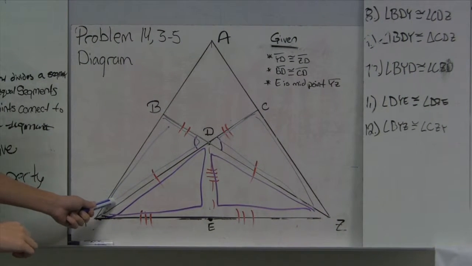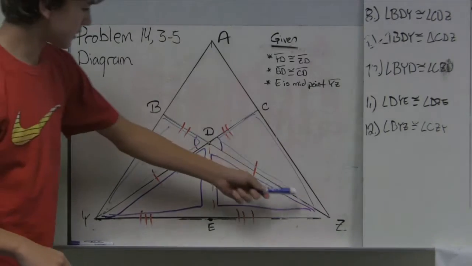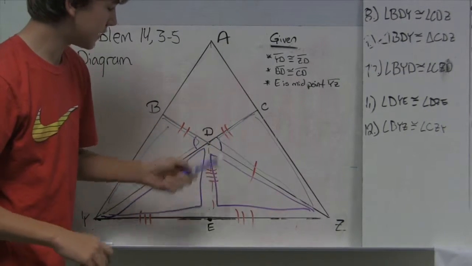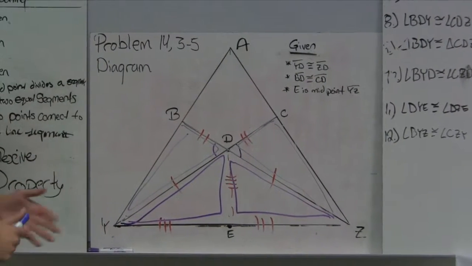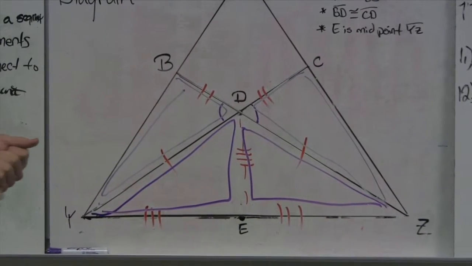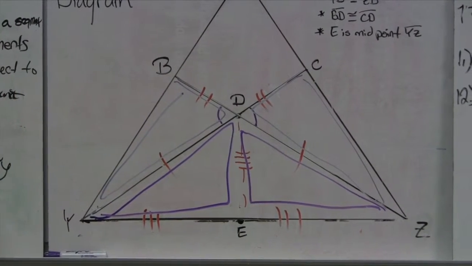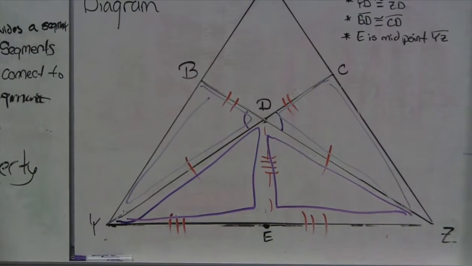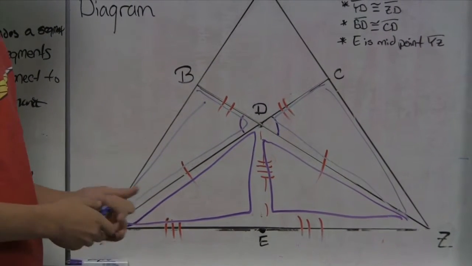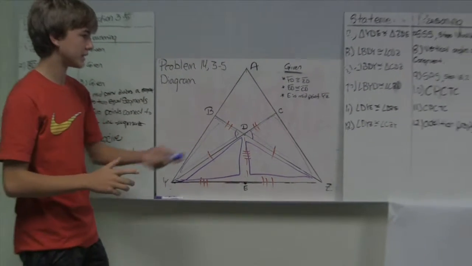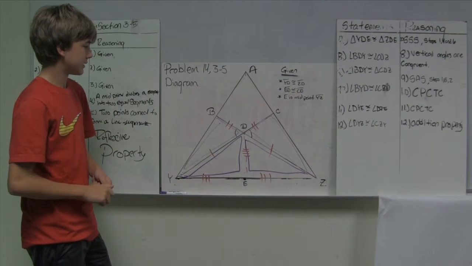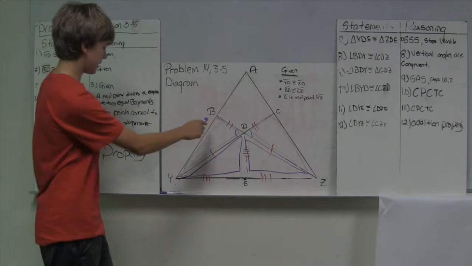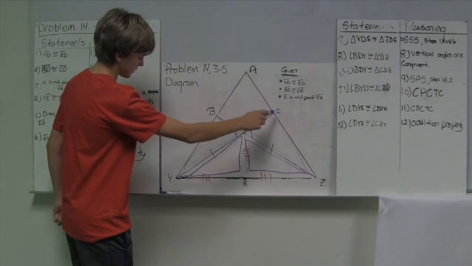And this angle right here, BYD, is congruent to this angle right here, CZD. And if we add two congruent angles, they add up to one big angle using the angle addition property. And so now we can prove that angle BYZ is congruent to CYZ.